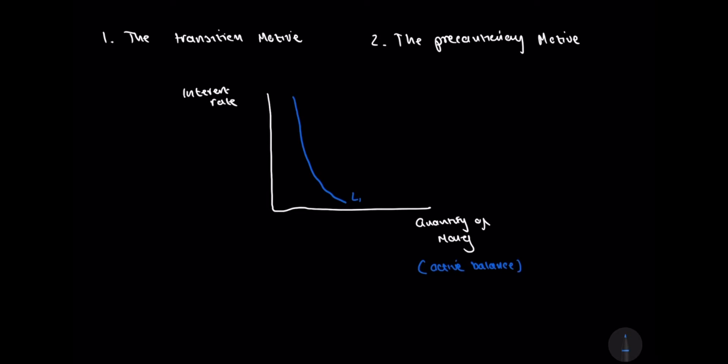The determinant of this curve is national income. If someone has a higher national income, they're probably going to have more transaction motive and a greater precautionary motive. Therefore, if national income did rise, we would see a shift in this curve. Another determinant is the frequency of payments. If a firm or an individual is receiving more frequent payments, let's say weekly rather than monthly, there is no need to hold as much cash, which would further decrease the demand for money.